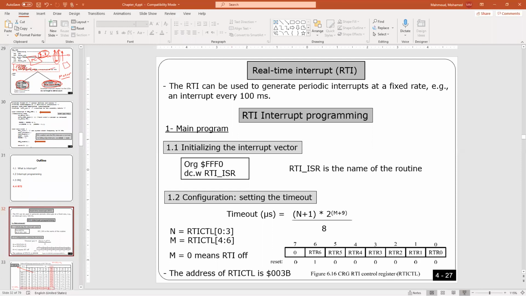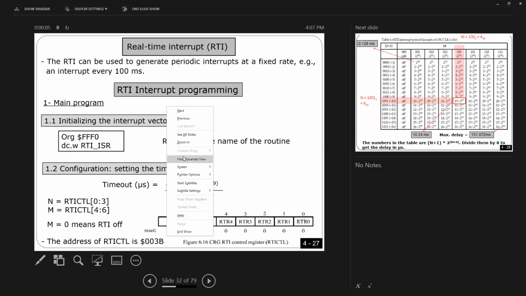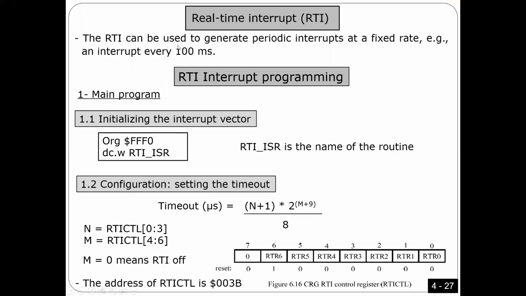So I'm going to explain how to program it. You will see it is just similar to what I did before. There are just very small differences. Here, I told you RTI can be used if you want to generate periodic interrupts at a fixed rate, for example, certain time, and you can configure this time. So you can select this time. I'm going to tell you how can you do that.